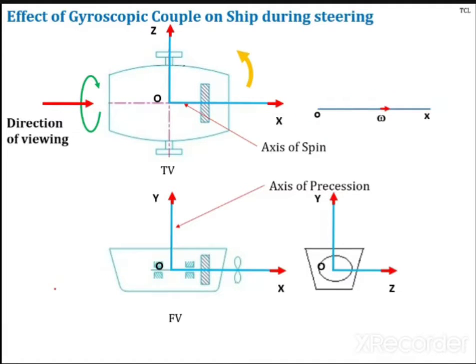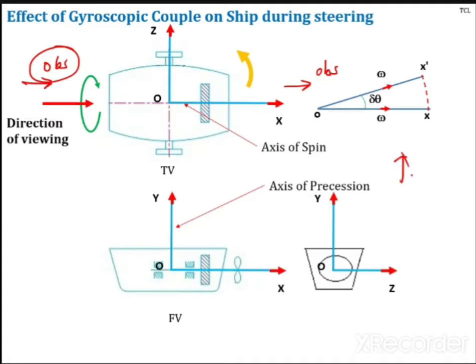So towards X. Now, looking from behind, from the stern end, the ship is taking a left turn. That means X will move upward or downward? Upward, yes. So I am showing it upward. So my X is upward. Now let us say this is my observer. I have to bring my observer over here, because only then can I see the XOY plane, and from this plane I can see the effect of reactive gyroscopic couple.